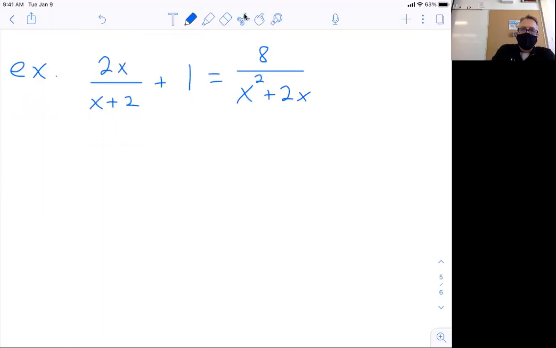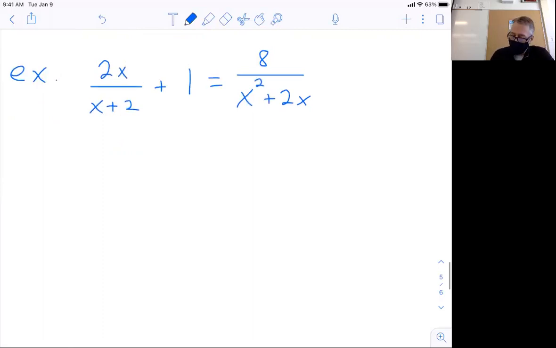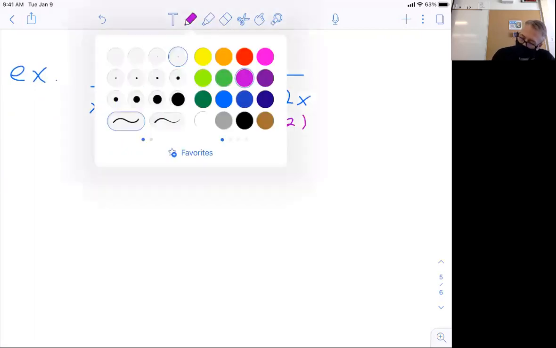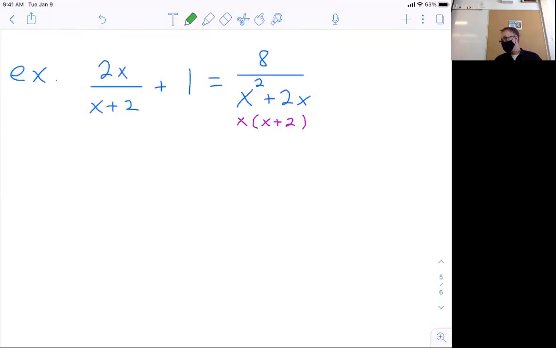All right, so this one's harder. We have different denominators here. We need to figure out what our common denominator is. So first thing, I can see that this actually factors, and I'm going to factor that before I even mess around with finding the common denominator. I can see that factors into x times x plus 2, which means my common denominator is x times x plus 2.